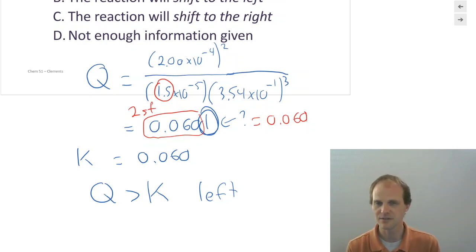But if you don't include significant figures, it looks like it might shift to the left. So which is it? It can't be both. It can't both be at equilibrium and shifting to the left. And the answer is, we don't know. To within the precision that we know it, this reaction is at equilibrium.